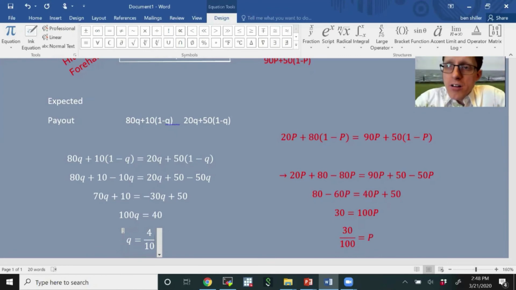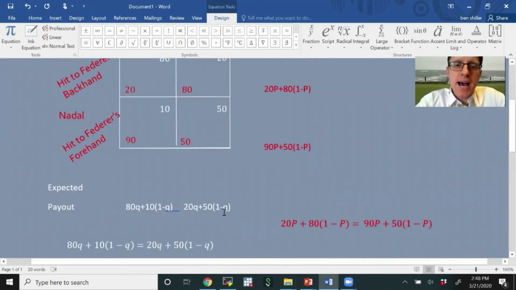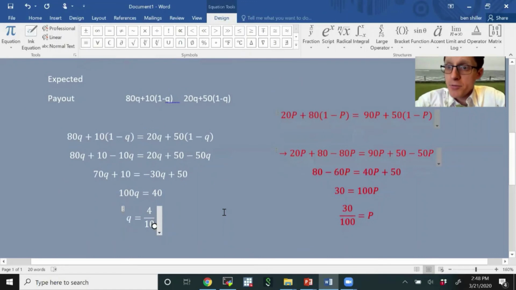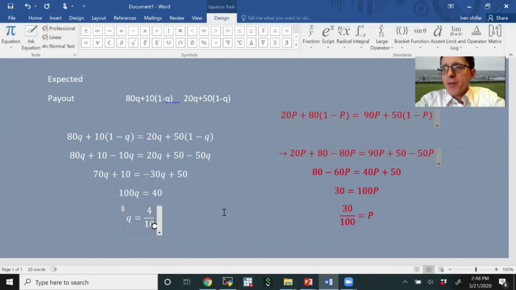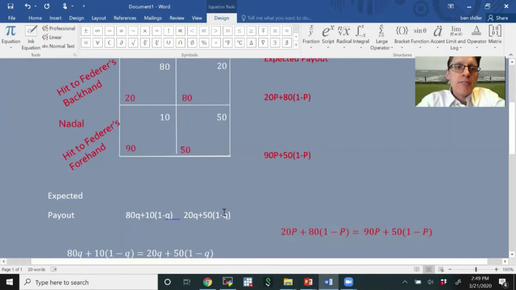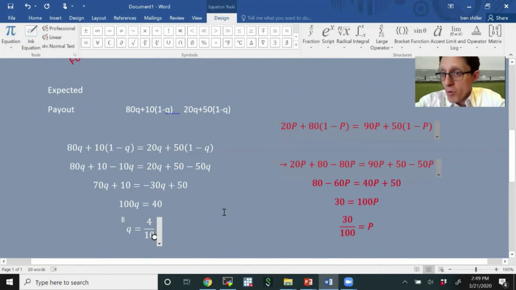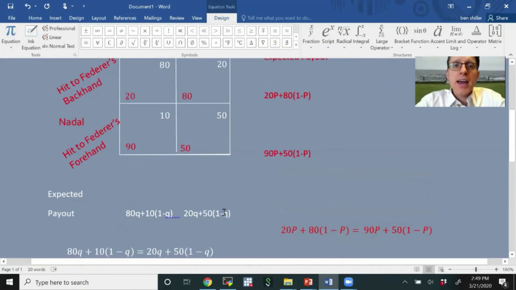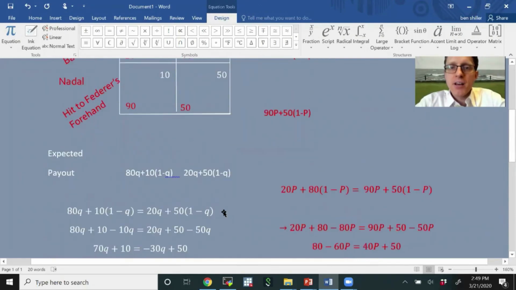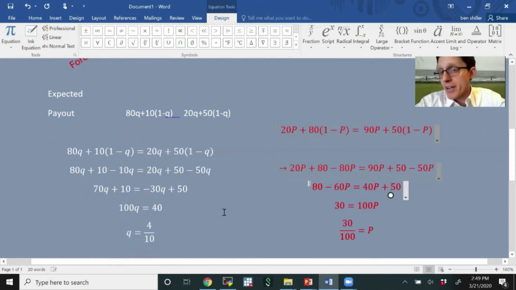So for Nadal, his optimal strategy of the probability Q that he hits to Federer's backhand is that that probability should be 0.4, or 40%. So the mixed strategy equilibrium in this case is that Nadal hits to Federer's backhand with probability 0.4, or 40%, and Federer runs left with probability 0.3 or 30%.